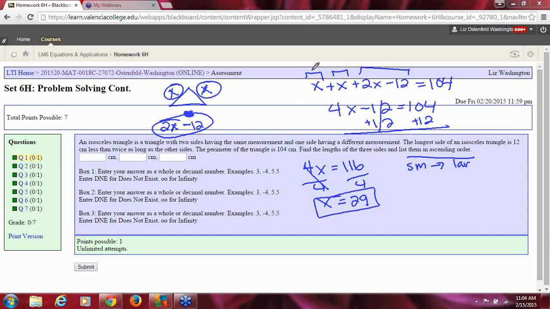So that means that this side is 29, this side is 29, and this side is 2 times 29 minus 12. So I have to actually work that out. And 2 times 29 is 58, and 58 minus 12 is 46. So this side is 46. Since I'm writing from smallest to largest, I would write 29, 29, 46.